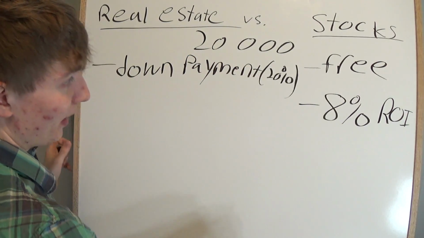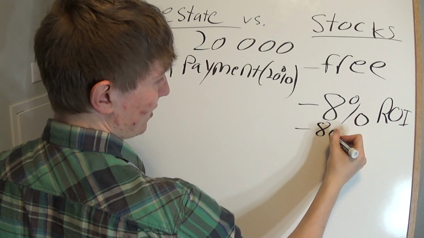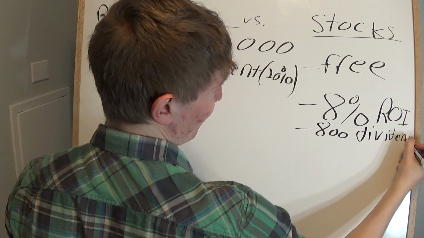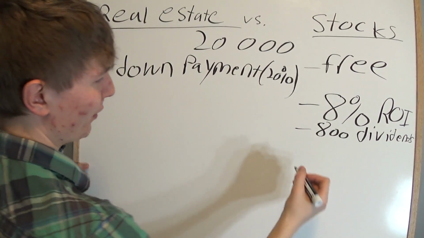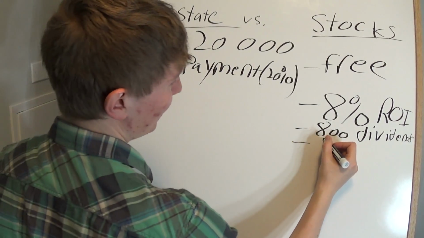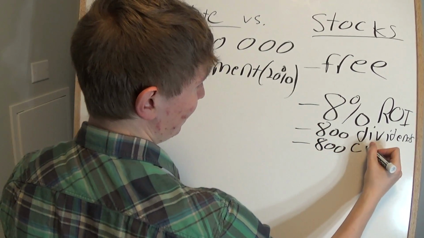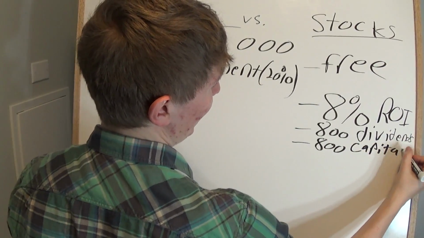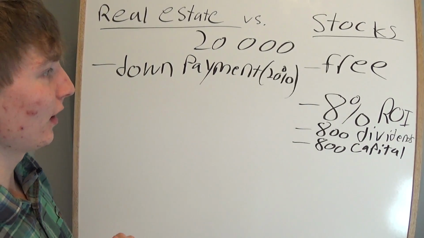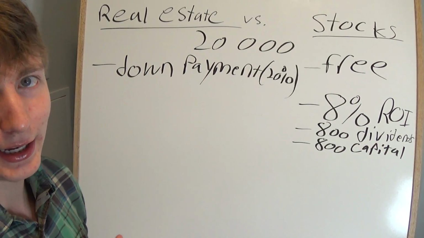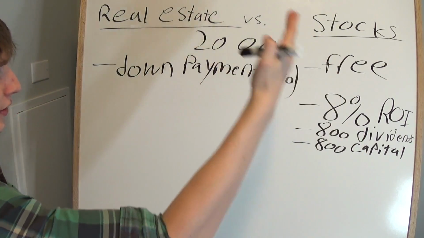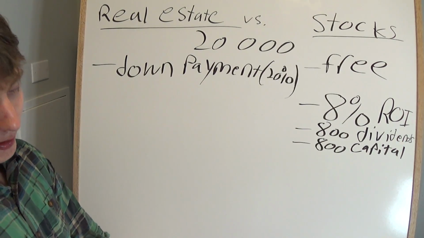Out of that 8%, $800 is dividends, which would come from companies paying you back every 3 months. And $800 would come from capital gains. We're just rounding this very generally. This can vary by a lot, okay? This is just a general example. So $800 in dividends, $800 in capital gains. That's a pretty good return, right? You're making $1,600 just by investing 20 grand.